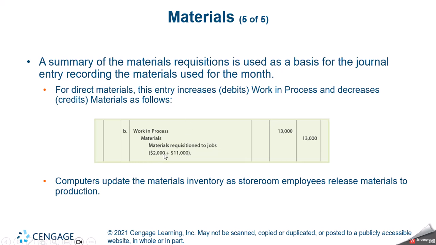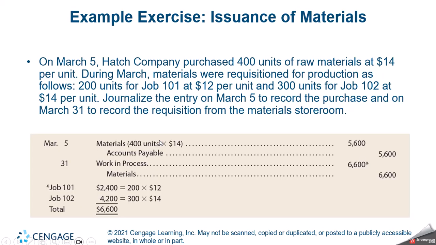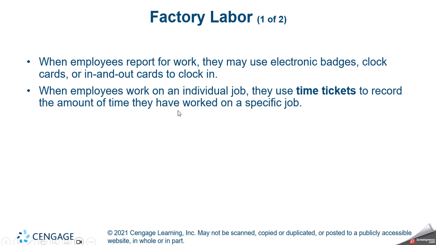So then here is the journal entry that needs to be made when we issue out those materials to a specific job. We will debit work in process and we will credit materials. So again, I'll let you read through those examples on your own.